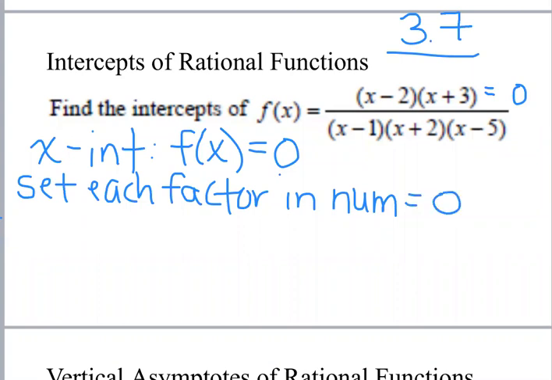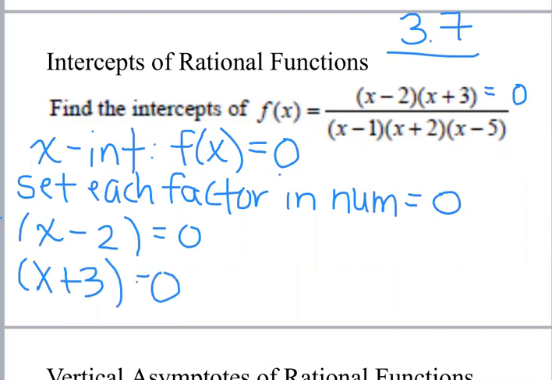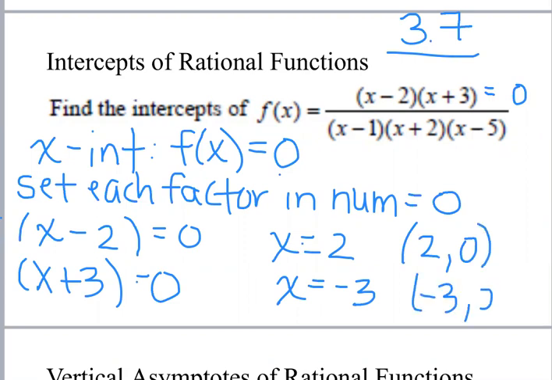If it's not factored, you want to factor it out or use one of our other methods to figure it out. So we're going to do x minus 2 equals 0 and x plus 3 equals 0, which gives us the intercepts x equals 2 and x equals negative 3, which put in intercept form is (2, 0) and (negative 3, 0). So those are the x-intercepts.